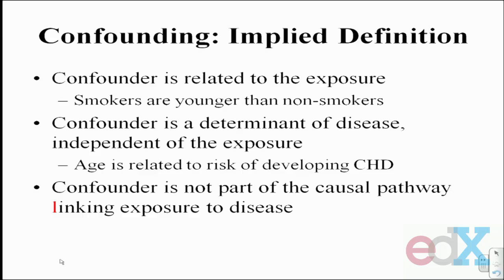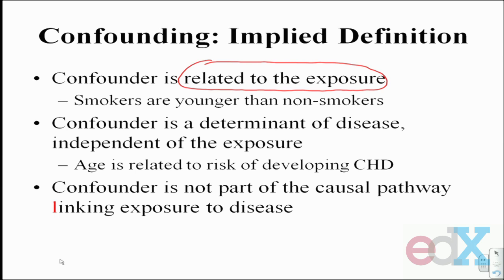But this existence of this backdoor pathway leads to a working definition that you commonly see in epidemiology to describe what a confounder is. A confounder is another factor, like age, that has three main properties. First of all, it has to be related to the exposure. I told you that the smokers were younger than the non-smokers. So that's the first thing it has to do.